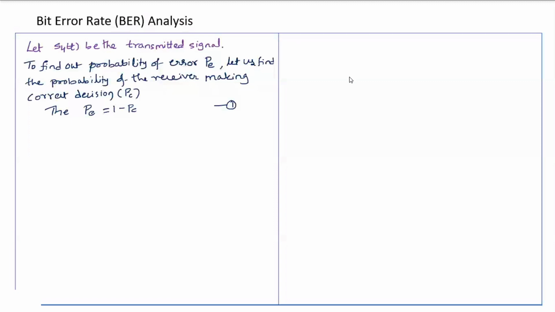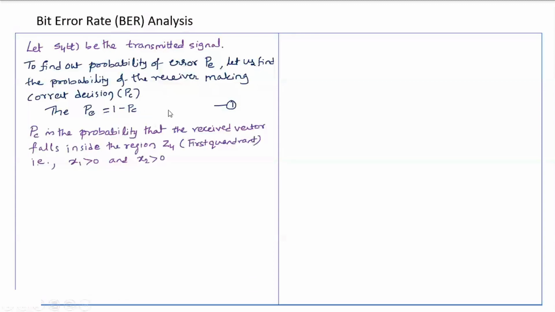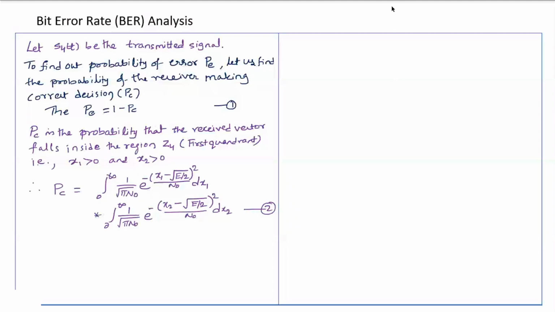Probability of no error is the receiver making a correct decision. I denote it as PC, the probability of making a correct decision. PE is the probability of error, where PE is equal to 1 minus PC. PC is the probability that the received vector falls inside the region Z4. If at all I have transmitted 1 1, it has to fall inside Z4. For that, what is required? X1 must be greater than 0, X2 must be greater than 0. Then what is the probability of making a correct decision?